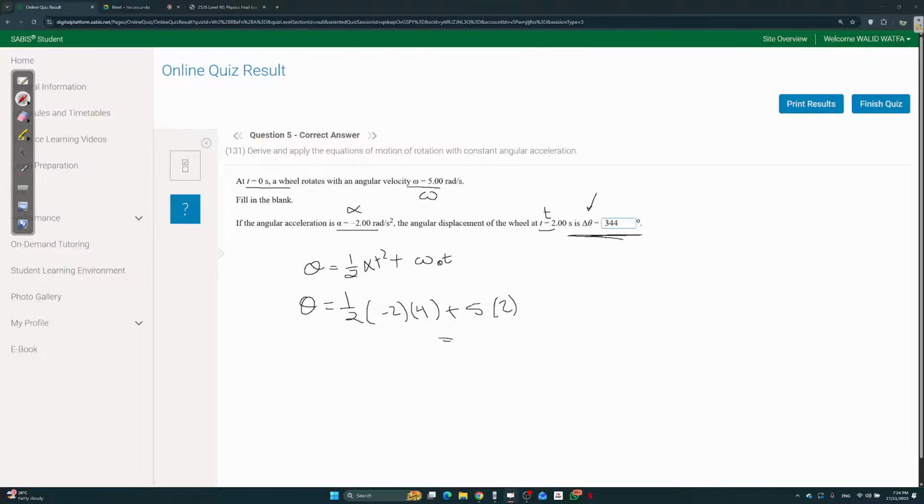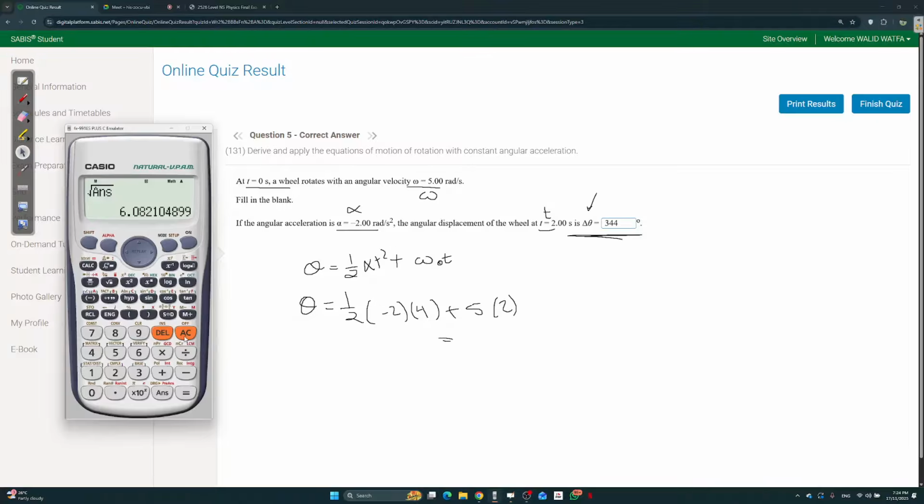they want it in degrees, huh? So the answer you get is always in radians. So you get -4 plus 10, so you get 6. Okay, this is in radians, so theta is equal to 6. The answer you get is always in radians, but they want it in degrees. So what do you do when they want it in degrees? How do you convert from radians to degrees? You multiply by 180 over pi, and you get 344 degrees over here.